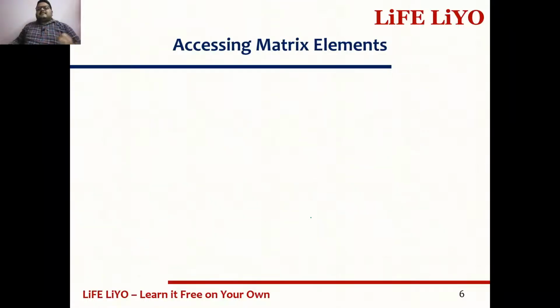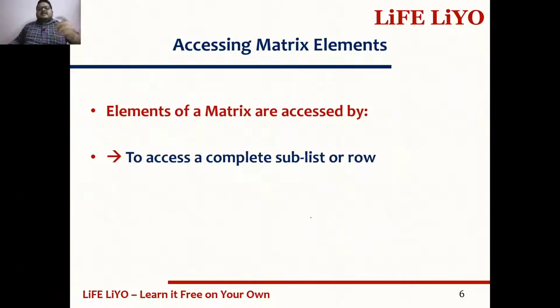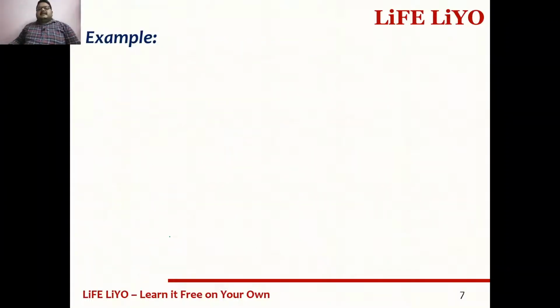How to access matrix elements? To access matrix elements in Python, we have two ways. One is we can access a complete sublist or a complete row. A complete sublist is nothing but a row, and that row can be accessed directly. Another one is accessing an individual element, which can be done by using nested indexing. Let us consider an example.